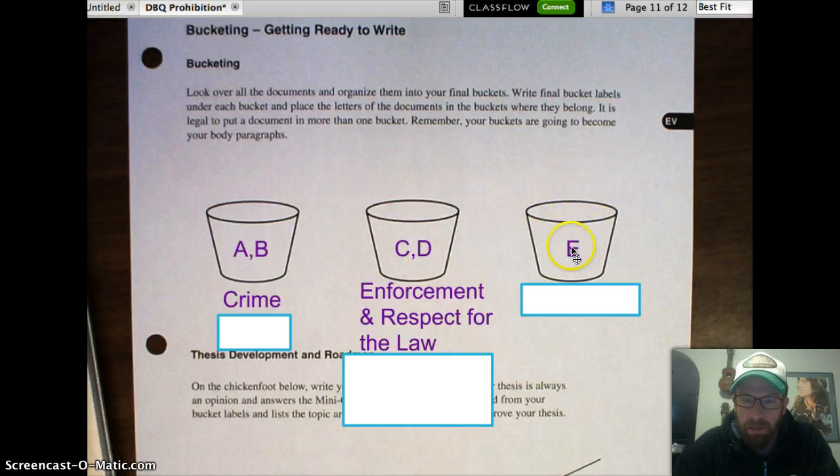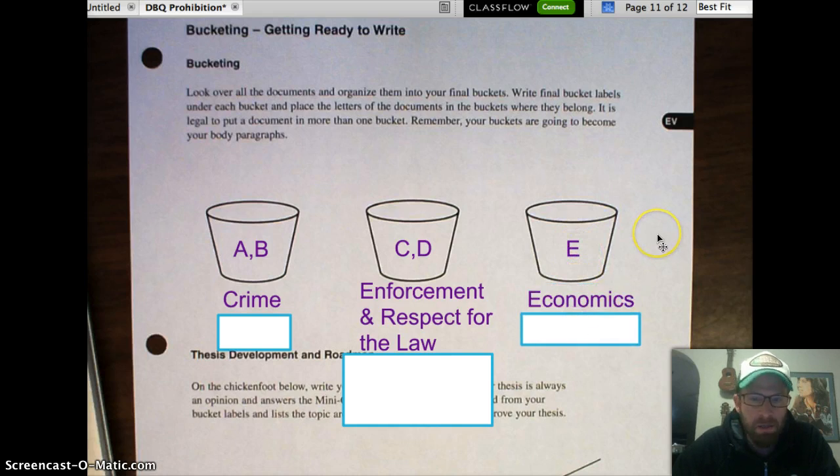And then the last bucket, document E, goes here. I put a big dollar symbol. Money makes the world go round. This is economics. Every law that a country passes, they're probably at least thinking about how this affects the economy, good or bad. What are the pros and cons of this? And in this case, think about how making alcohol illegal hurt our economy. How did it hurt our economy? Because it did. So include that in your slideshow presentation, okay?